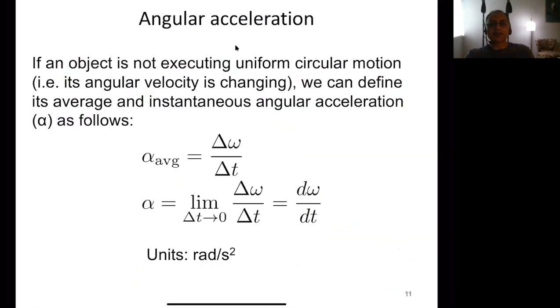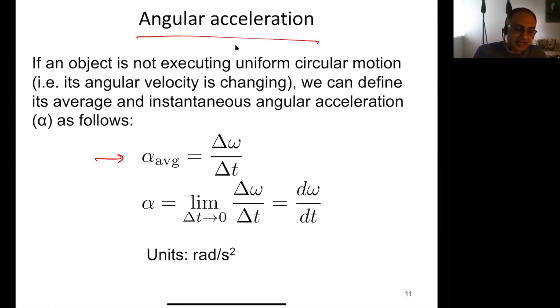All right. So I told you that in this chapter, we are not restricting ourselves to uniform circular motion, which means that omega need not be constant. So the speed at which it's rotating could be changing, right? The quantity that measures how fast omega is changing is called the angular acceleration. It comes in 2 flavors, just like all the other quantities. You can have an average angular acceleration, which is simply the change in omega divided by the change in time.